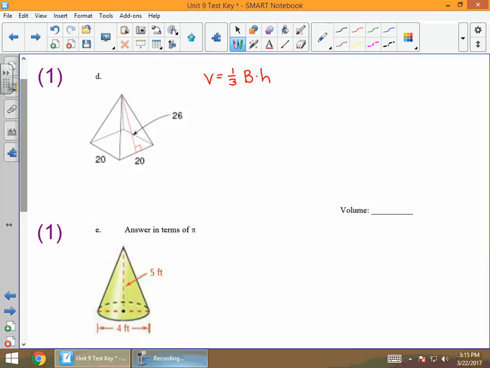Okay, so for this problem, there's my 1/3. The base of this thing down here is this square, and it is a 20 by 20 square. So 20 times 20 gives me the area of the base. But the height of this is not 26. 26 is what we call the slant height. If you look at that red line, it is going from the peak of the pyramid down to the edge. I need to find the vertical height.